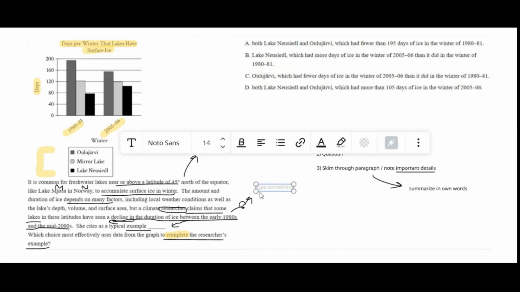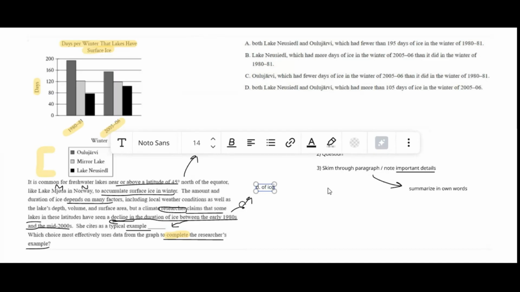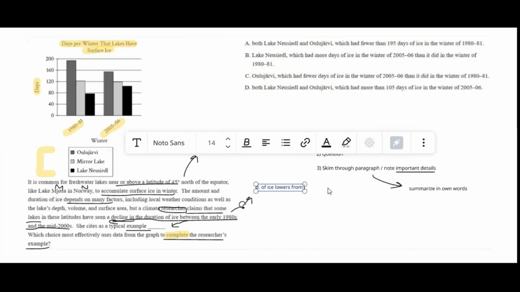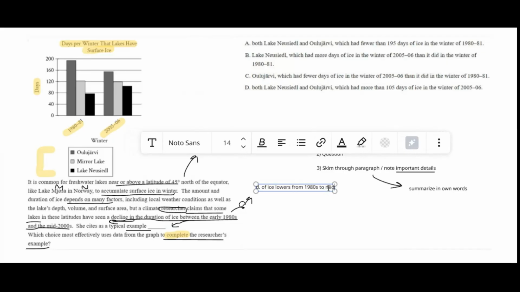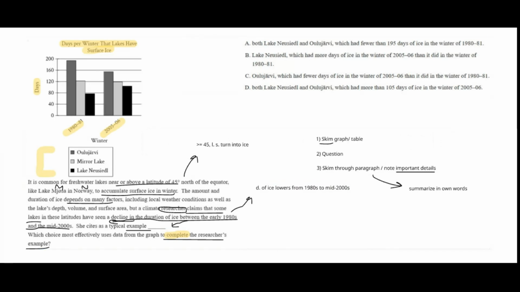So basically what this entire sentence is saying is that over the period of the 1980s to the mid-2000s, there has been a decline. Or to say it differently, as it's presented on the graph, in duration or number of days. Now, to write it shortly, you can just say that days of ice lowers from 1980s to mid-2000s. Basically, we're seeing some sort of decline in the number of days the lake surface has persisted in different lakes. In this one simple sentence, we summarized the entire claim which the researcher was presenting, and this is exactly what we'll be looking for in the graph to find evidence.